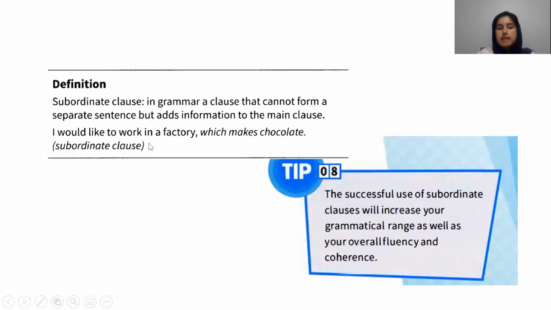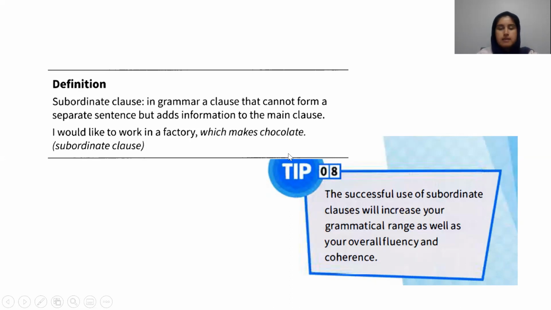Also, the next one is using subordinate clauses to make your sentences longer and sound more complicated, so that you can make different types of sentences. In grammar, a subordinate clause is a clause that cannot form a separate sentence but adds information to the main clause. So it can't make a sentence by itself, but when it's added to a sentence, it gives more information about that. For example, it says, I would like to work in a factory which makes chocolate. So the second part is, which makes chocolate.